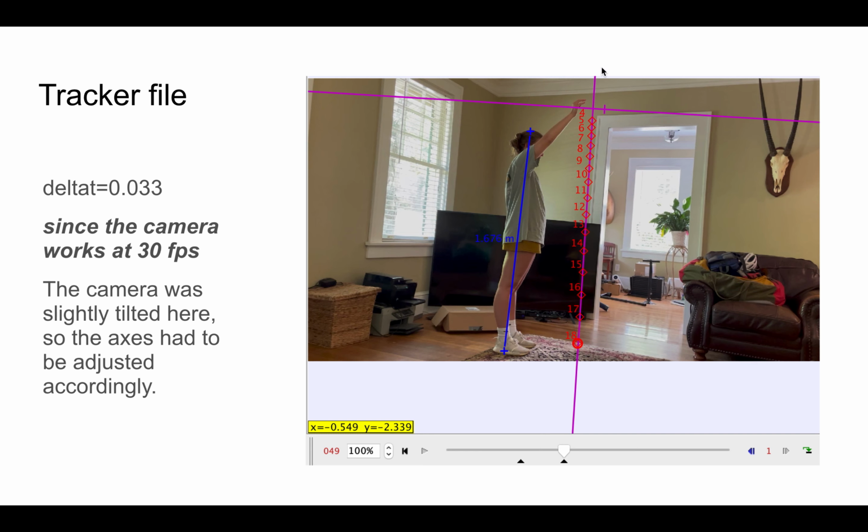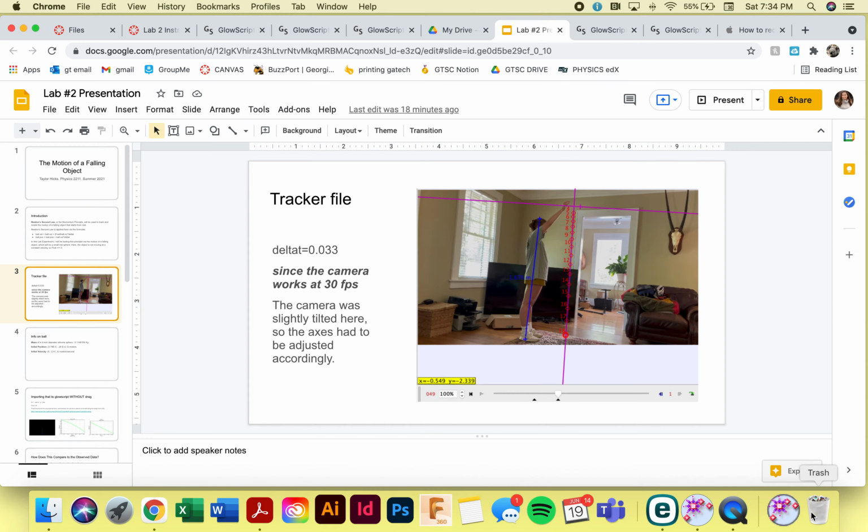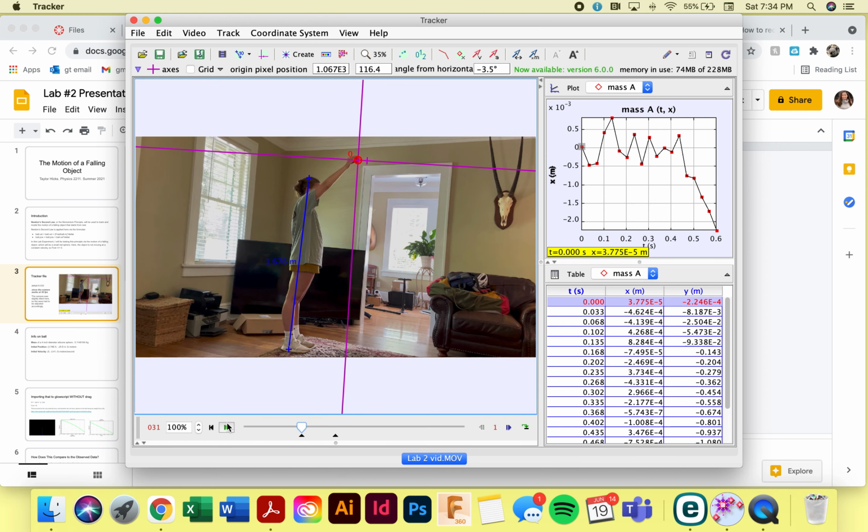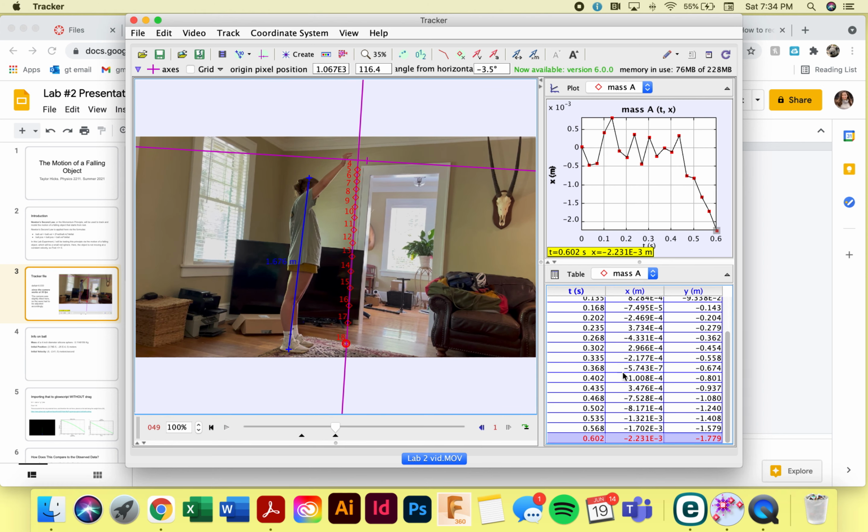You can see here I tilted the axes because the camera filmed it at a slight angle, so to get accurate data I had to tilt the axes. Delta t in this case is 0.033 because the camera works at 30 frames per second, and I used my own height to set this length scale. We can watch this video here. As you can see, the point mass tool tracks the motion as it moves down the axes, and all the data is collected here.